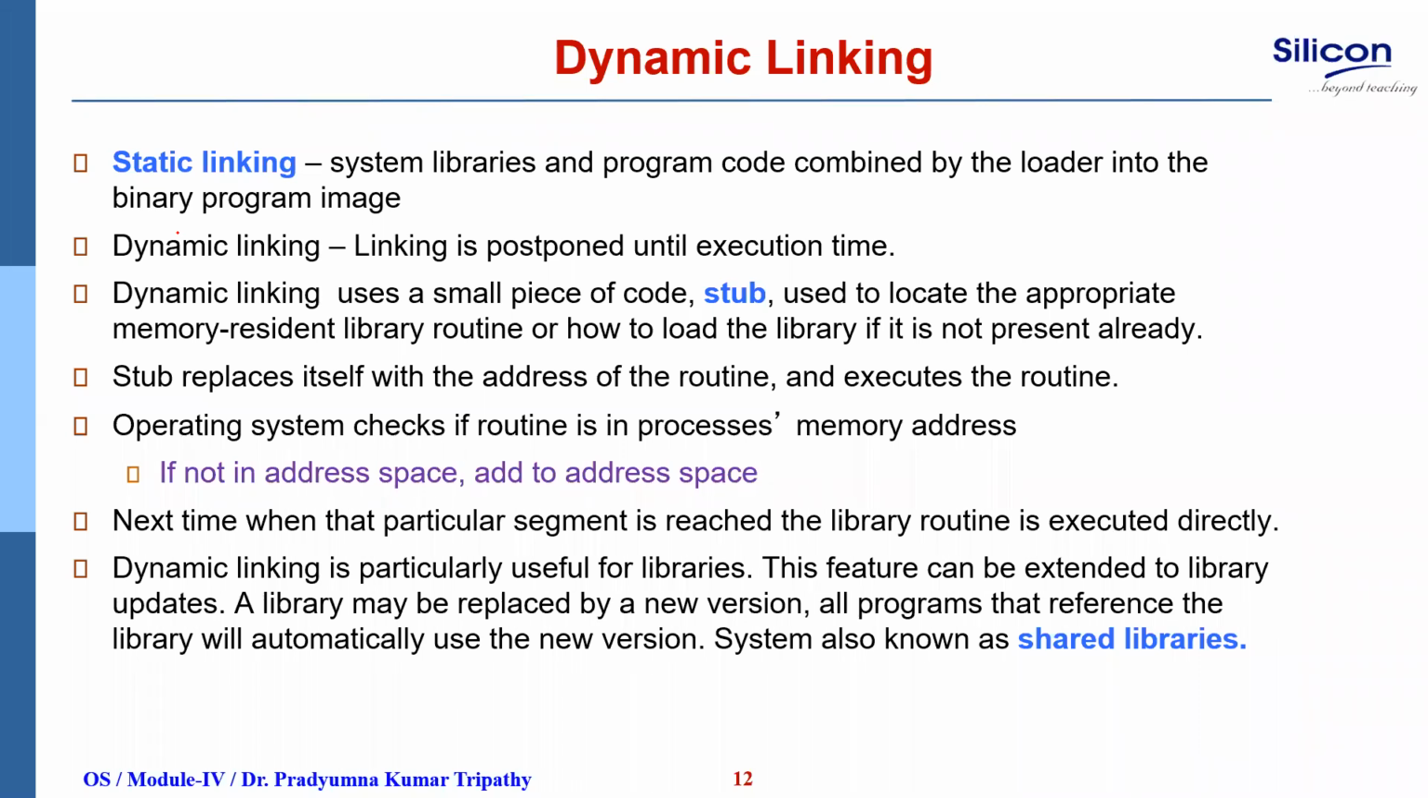So there are two kinds of linking: one is static linking, another is dynamic linking. Static linking means the fixed system library and program code are combined by the loader into the binary program image. I will write that in this memory location you store. This is static linking. But when you write a program, we do not specify the memory location. We write a = 10; a must be a variable somewhere. In dynamic linking, the linking is postponed until execution time.